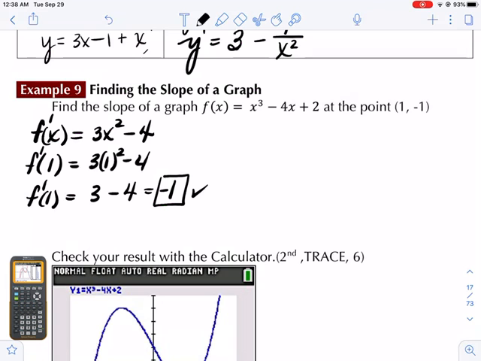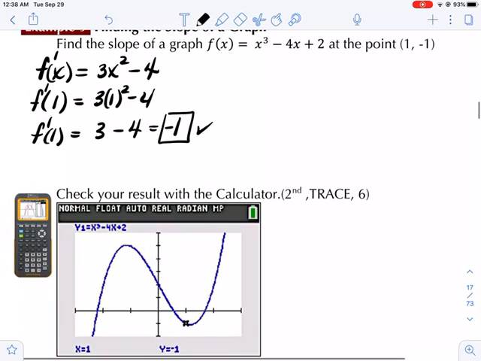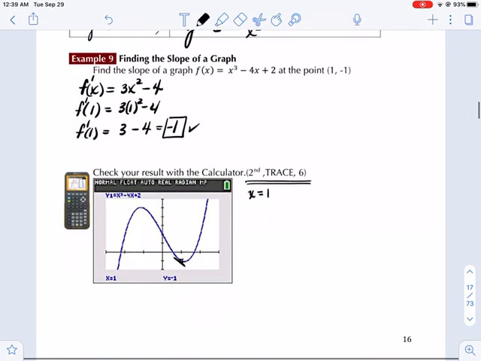Okay, so it says find the slope of the graph at that point. If we look at the point that we're talking about, it's right about here, we can check this result, and I'm going to leave that up to you. You'll be able to check your result by hitting second trace 6, and then you have to remember to hit the x value. So just hit x is equal to 1, and it should give you that. It looks right when you look at the graph, but just double check that.